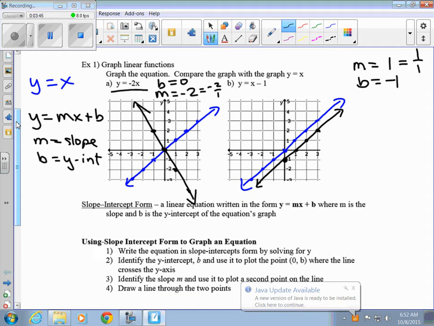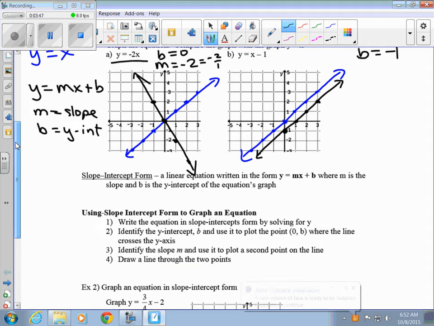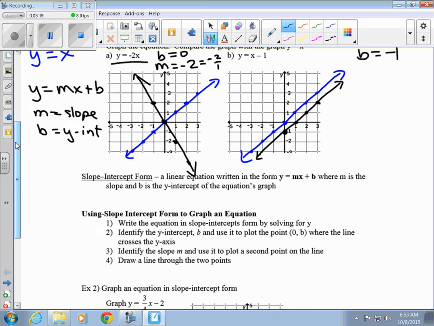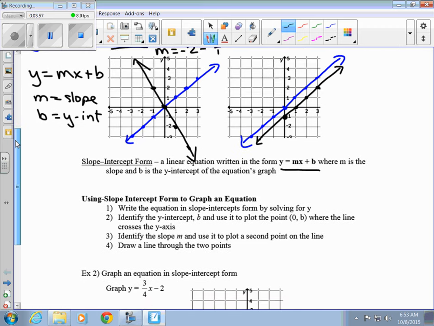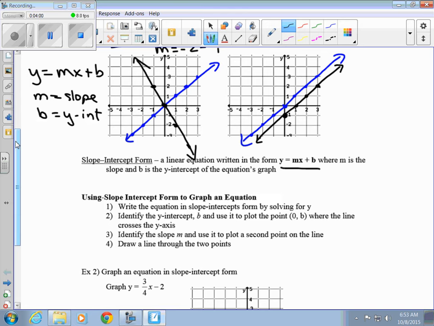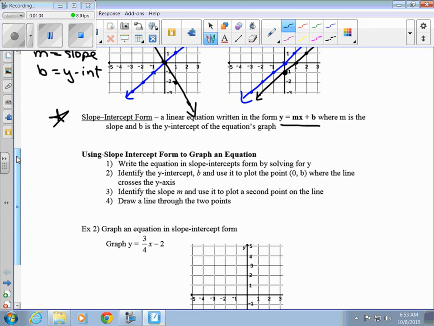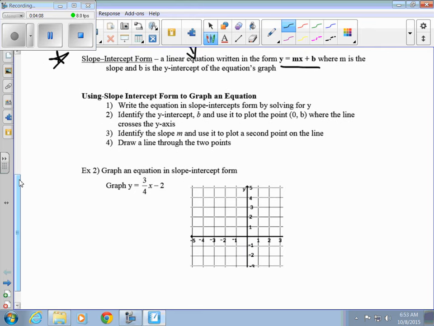And so here, when we look down below, we're talking about the slope-intercept form, and that is the equation y equals mx plus b, where m is the slope and b is the y-intercept. And again, if you don't know that equation, make sure it gets on your note card because you're going to need it. So we already just talked about how to use slope-intercept form to graph it, but there is a step-by-step process.